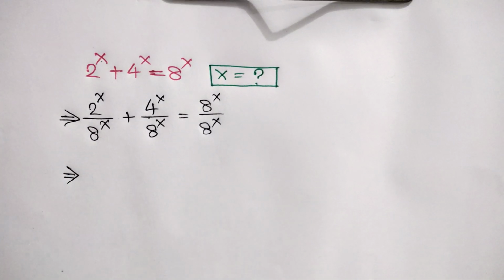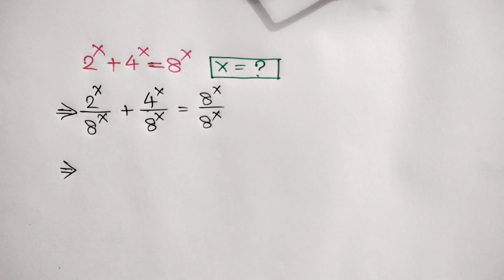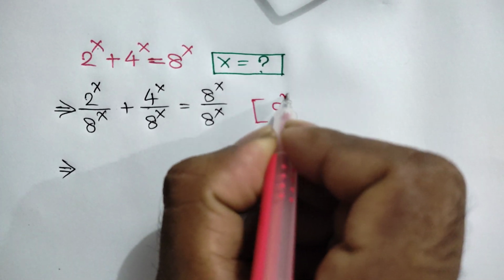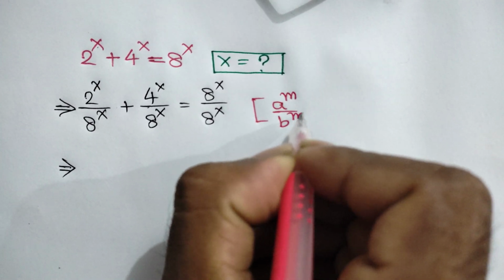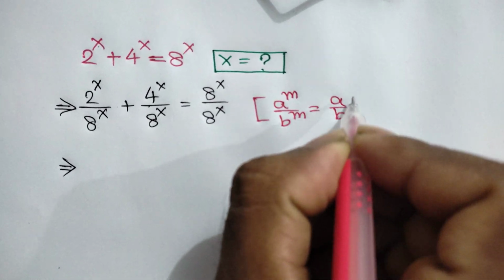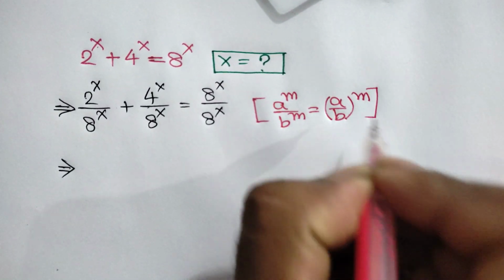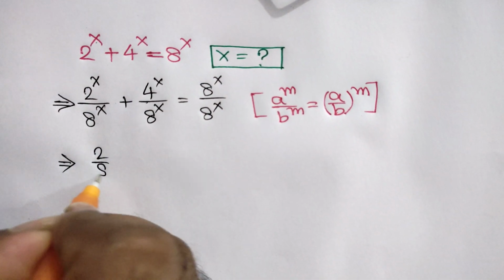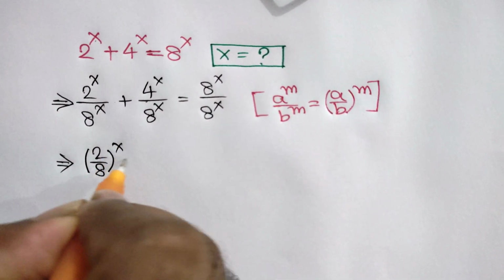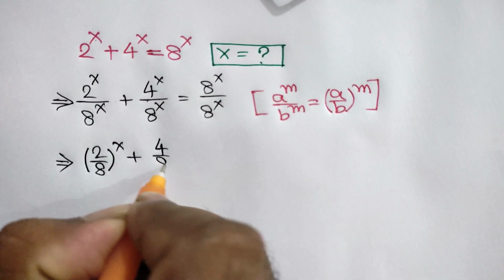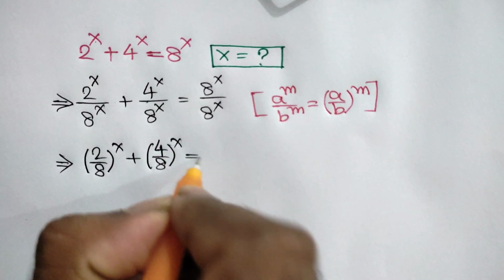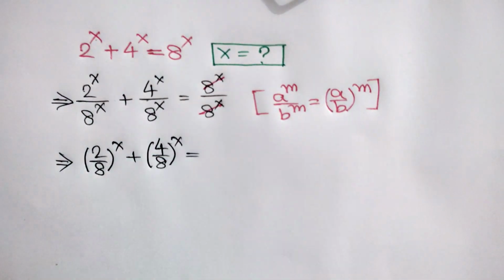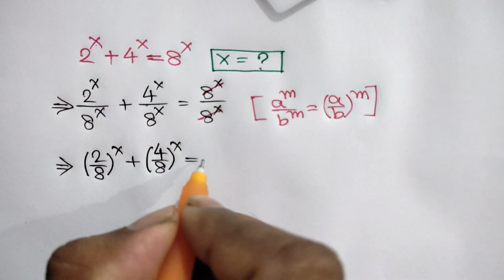Now we know an exponential rule: a to the power m over b to the power m is equal to a over b whole to the power m. Applying this formula, we can write 2 over 8 whole to the power x plus 4 over 8 whole to the power x is equal to, here 8 to the power x cancels out 8 to the power x, so we will get 1.